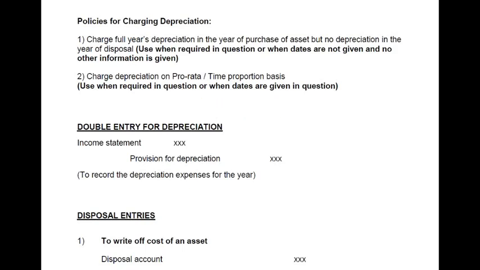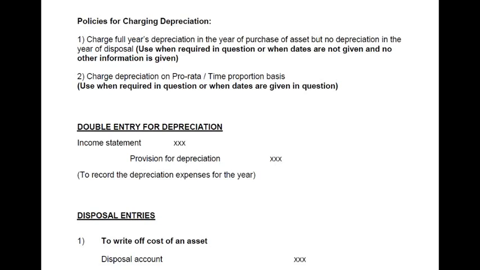If we have sold an asset in this year, say on 31st March, we'll only be charging 3 months depreciation for January, February, March. If we have sold the asset on 30th April, we'll be charging 4 months depreciation: January, February, March, April. So these are the two policies we can use in exam, and the question arises, do we have a choice as to which policy we need to use in exam?